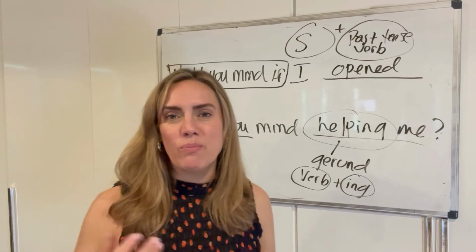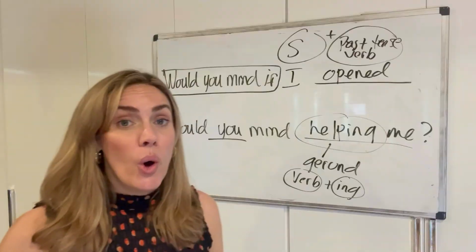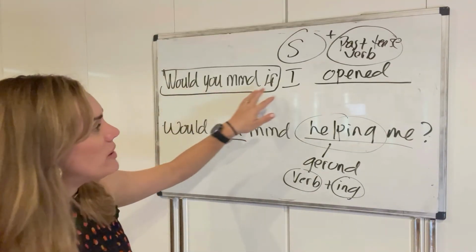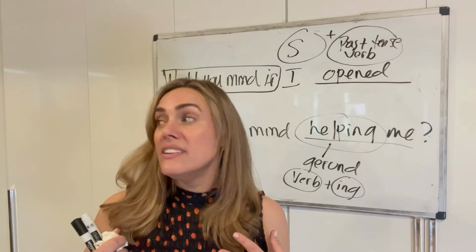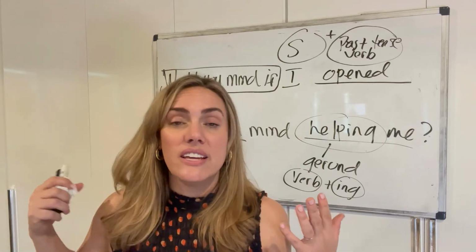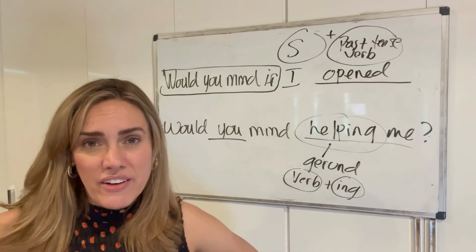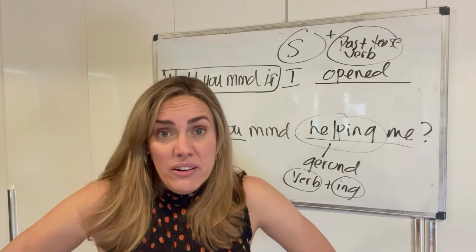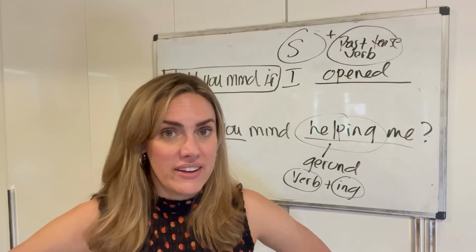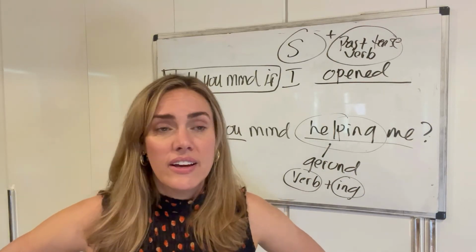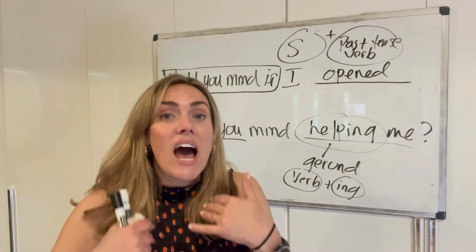Okay, so how do you respond to all of these different ways of permission and requests and things like that? Well, let's start with these. Would you mind if I open the door? Okay, I don't mind. That means go ahead and do it because it will not bother me. So if someone says, would you mind if I open the door? And I don't care, I say, no, not at all. That means no, I don't mind. So not at all, go ahead. Here, would you mind helping me? No, I don't mind. That means I will help you.